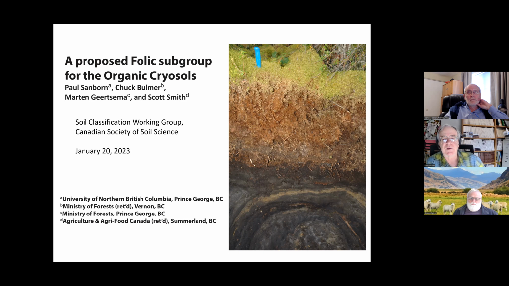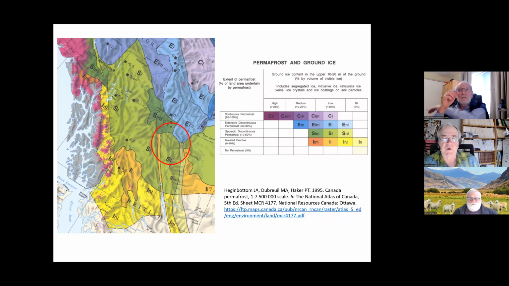Now, just to set the stage a bit here in terms of permafrost distribution, this is a bit dated now, 1995, but it's still the official map of permafrost distribution in Canada. And I've excerpted the area for southern Yukon and northern British Columbia. The area that is circled in red there is the area where we did our field work.